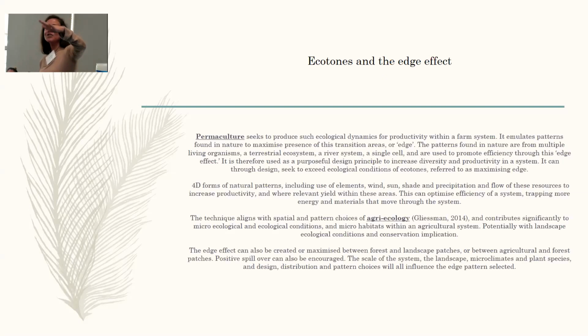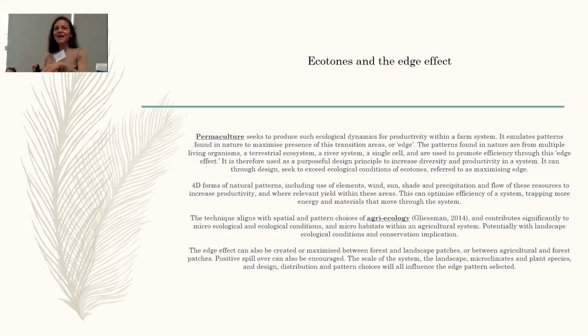This is just some sections from the actual paper to show how the edge effect is one of the key things of permaculture, and that's very similar to the ecotone idea. So I'm trying to bring that understanding together as complementary, and improve an understanding of what permaculture is trying to do.